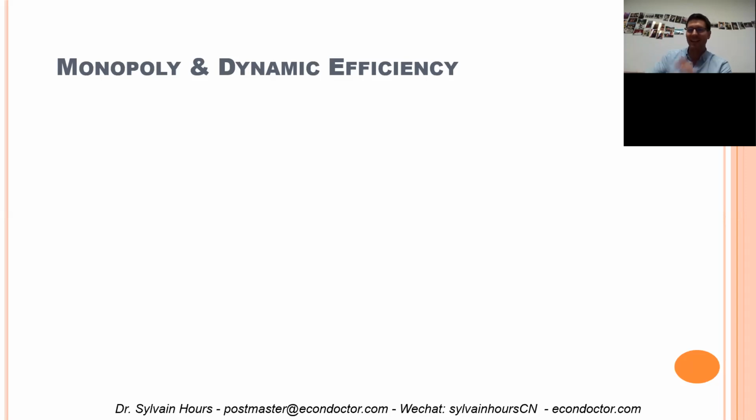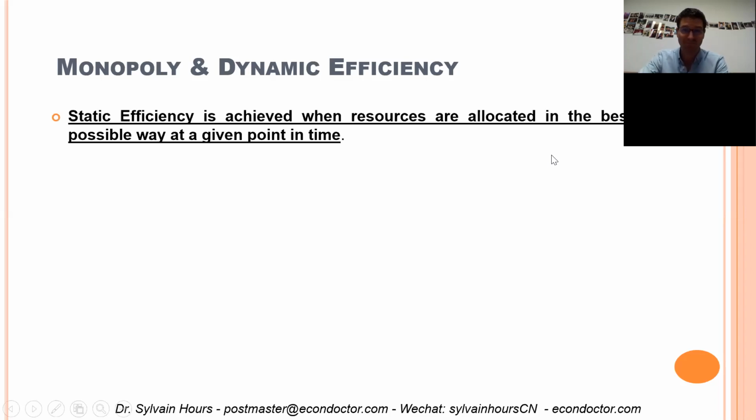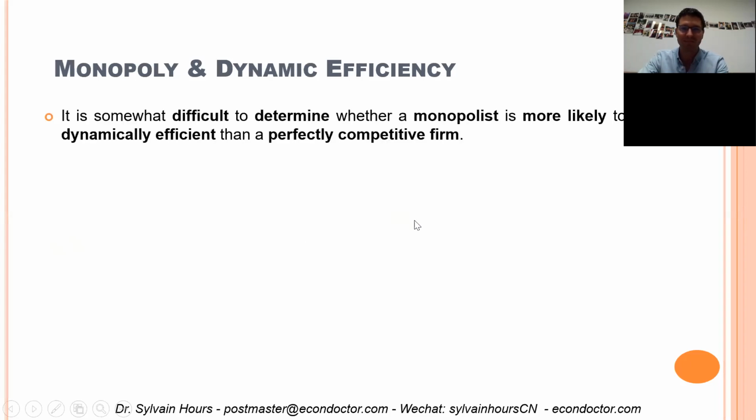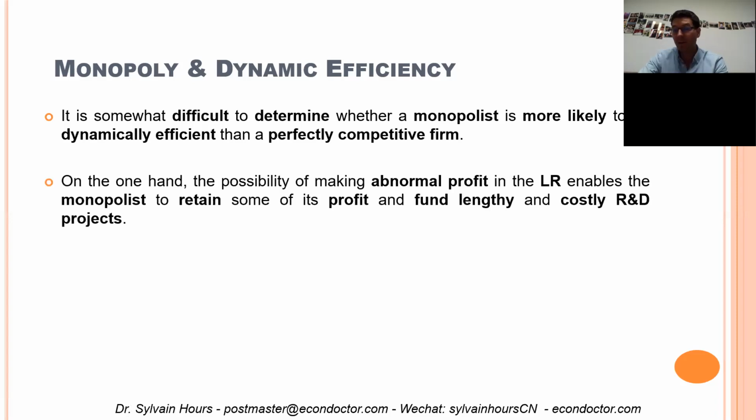My point is that even though monopolists have weaker incentives to innovate, they might have a stronger financial ability to undertake research and development investment. So from the point of view of dynamic efficiency, the conclusion is that there is no clear conclusion. It is quite difficult. So these are just summaries of what I said. This is what I write here. It is somewhat difficult to determine whether a monopolist is more likely to be dynamically efficient than a perfectly competitive firm. And then you have these two effects.